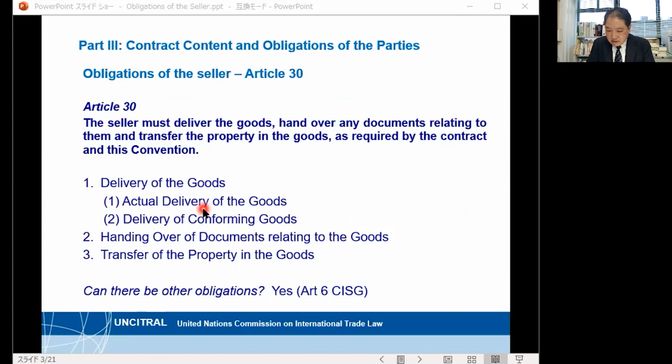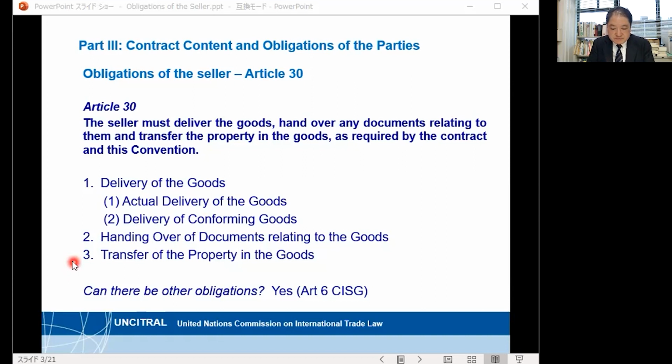The most basic provision on the obligation of the seller is Article 30. It provides that the seller must deliver the goods, hand over any documents relating to them, and transfer the property in the goods as required by the contract and this convention. So basically, there are 3 obligations for the seller. First is to deliver the goods. And as I said before, there are 2 aspects to this. The first is the actual delivery of the goods. The second is delivery of conforming goods, which means that the goods that the seller has delivered must conform to the contract. The second obligation is to hand over documents relating to the goods. And the third is transfer of the property in the goods.